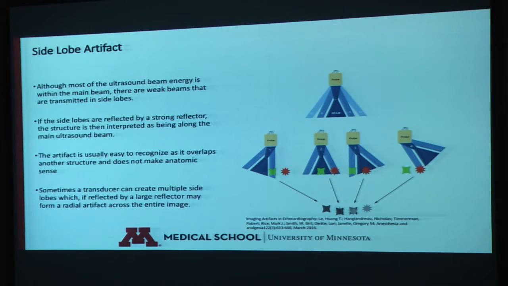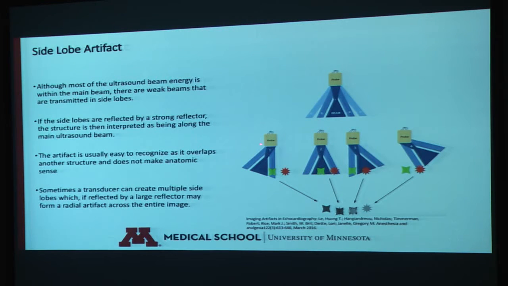But the problem with this is that when these beams from the side lobes are taken back to the transducer, they're assumed to be coming from the main ultrasound beam. So this is an image that kind of illustrates that. Here we have the beam that's coming from the left side and scanning over towards the right side. And you have two structures here, the green structure and the red structure.